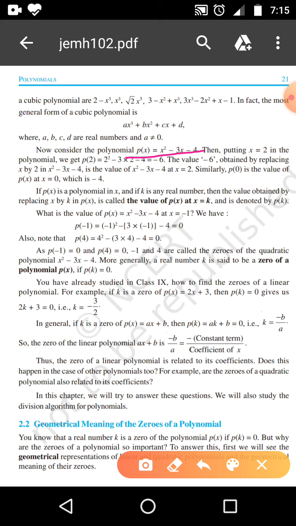Suppose x is equal to 2. Put the 2 here: p(2) = 2^2 - 3 x 2 - 4, and this is -6. The value is -6. That's why it is not a zero of the polynomial. So what is the zero of the polynomial? Whatever value of the variable satisfies the particular polynomial. Suppose x = k is the value which satisfies the given polynomial, then k is known as a zero of the polynomial.